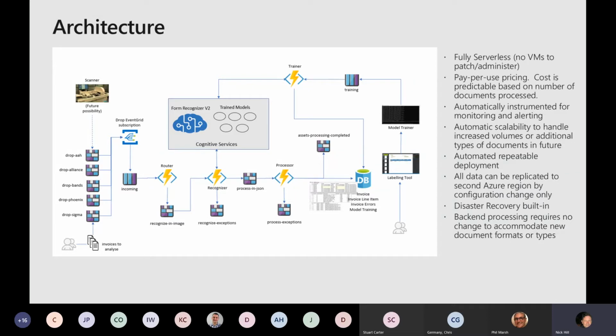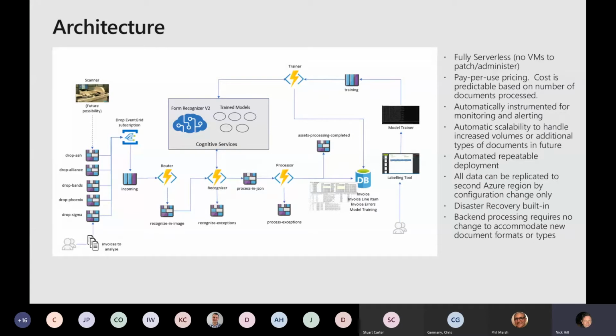Once the image appears in the drop location, the event grid subscription fires and basically adds metadata. It puts it on a storage queue, and that triggers an Azure function called the router. And the router adds metadata onto that image. So what's the run number, what's the date and time, that sort of stuff. And then puts it into another storage container, in this case, the recognizing image container.